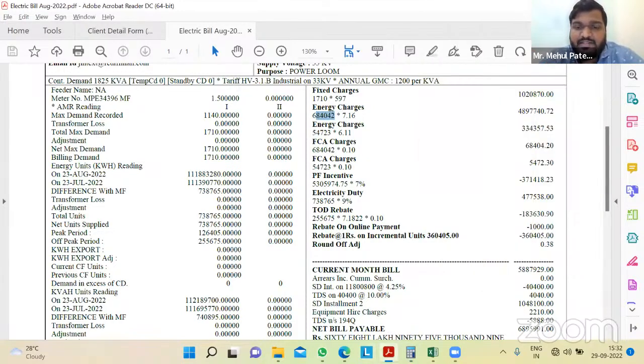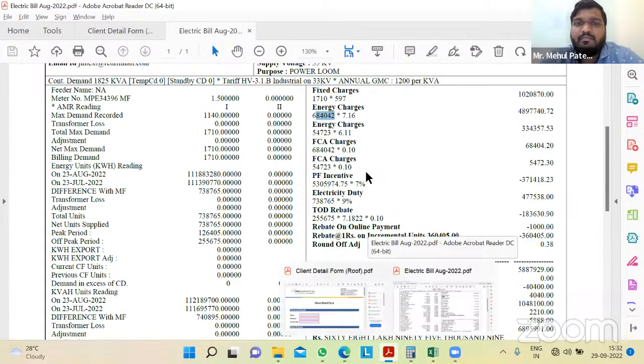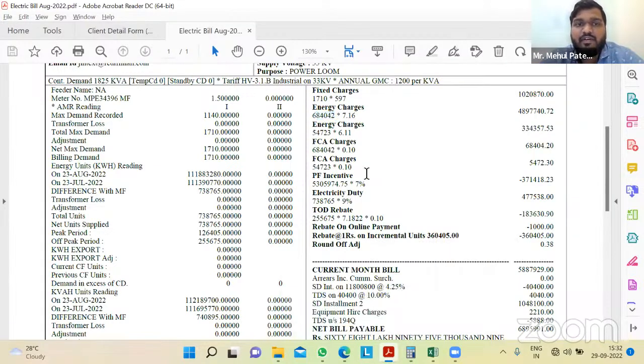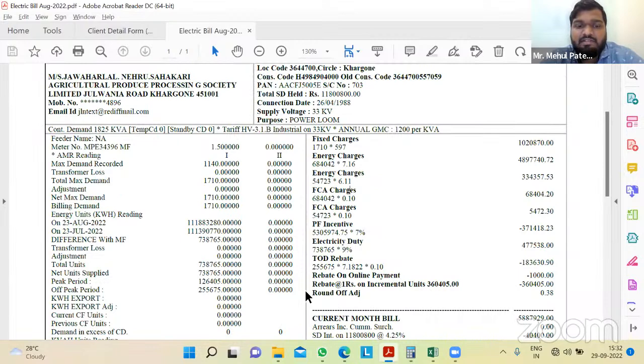I take one more example. This was a detailed study of one particular bill. I'll give a small example of another bill. We will quickly see that bill and see how you can relate this bill reading with that particular bill reading.